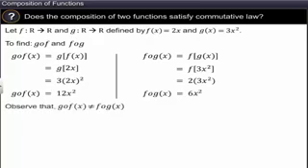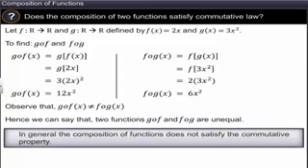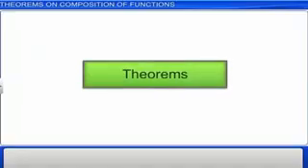Observe that g circle f of x is not equal to f circle g of x. Hence, we can say that the two functions g circle f and f circle g are unequal. Hence, we can say, in general, that the composition of functions does not satisfy the commutative property. Let us now prove some important theorems on the composition of functions.